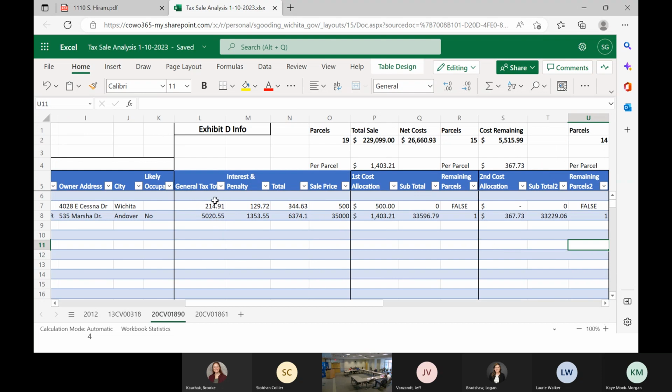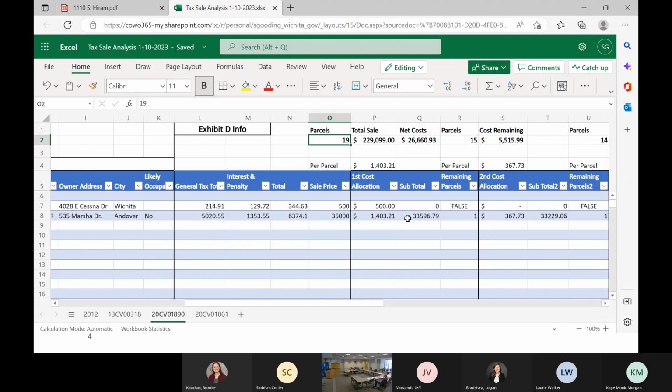So we can see the general tax total, interest and penalty, total of those two numbers, and then the sales price. And so then the county has a formula that they use to allocate the cost of that sale between the parcels that are sold. And so that is all included in the Exhibit D documents. And so they will divide the number of parcels, in this situation it was 19, and the total sale price, and figure out how much should be assessed to each parcel for the cost of the sale.